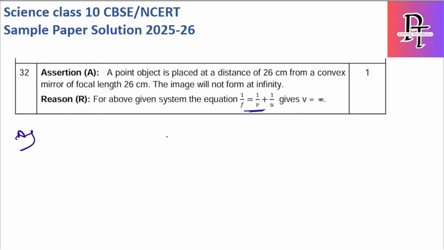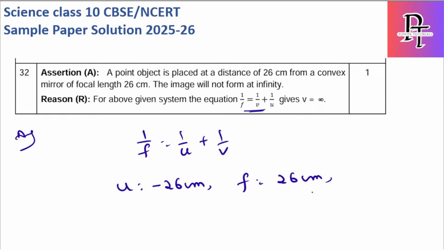Okay, so the formula is correct, which is 1 by f is equal to 1 by v plus 1 by u. Object distance is always placed on the left side. So as per convention, you have to consider u as negative, which is minus 26. Focal length of a convex mirror is always positive, so it is plus 26. So we need to find the v value.